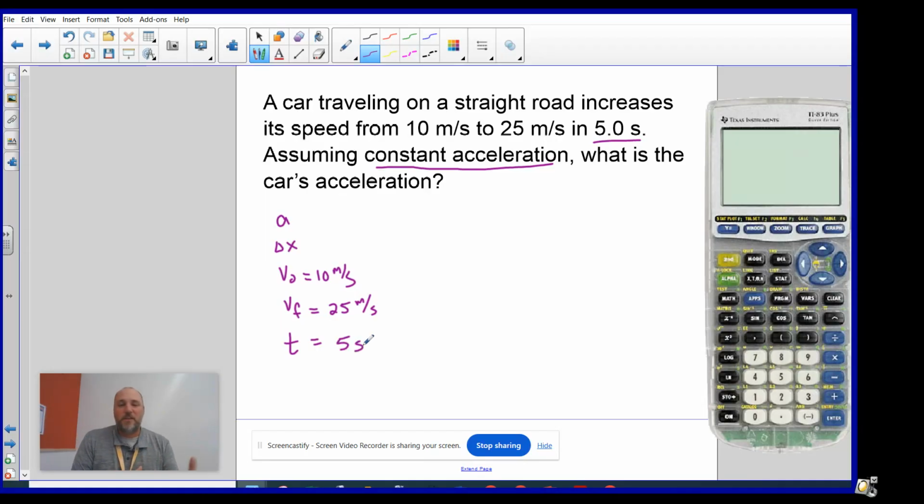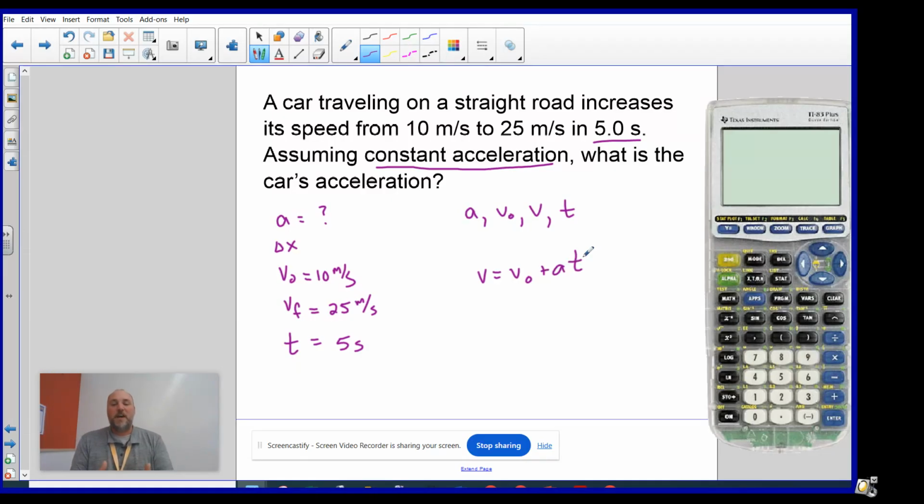Now I could use any of those kinematic equations to find either displacement or acceleration, but in this particular problem, they're asking me for the acceleration. So I'll look at those 3 kinematic equations and I'll say, which kinematic equation has acceleration, initial velocity, final velocity, and time? If it has all 4 of those, that's the one I'm going to use to rearrange to find acceleration. And if I look at the first kinematic equation, it says v final equals v initial plus at.